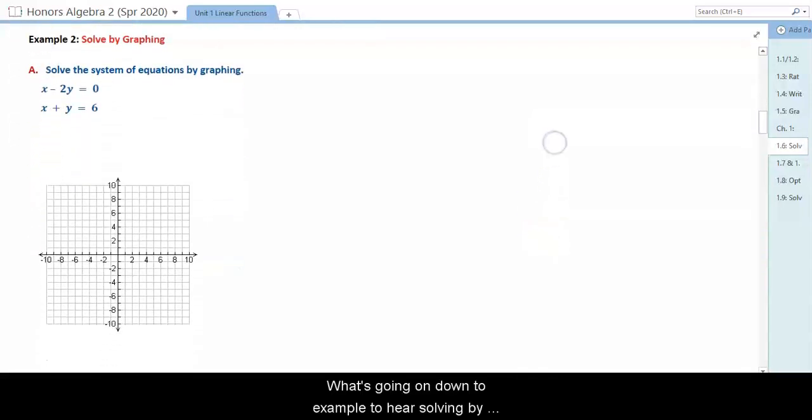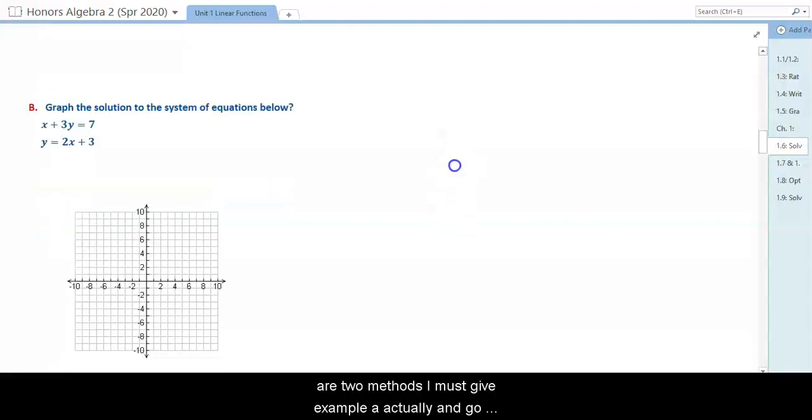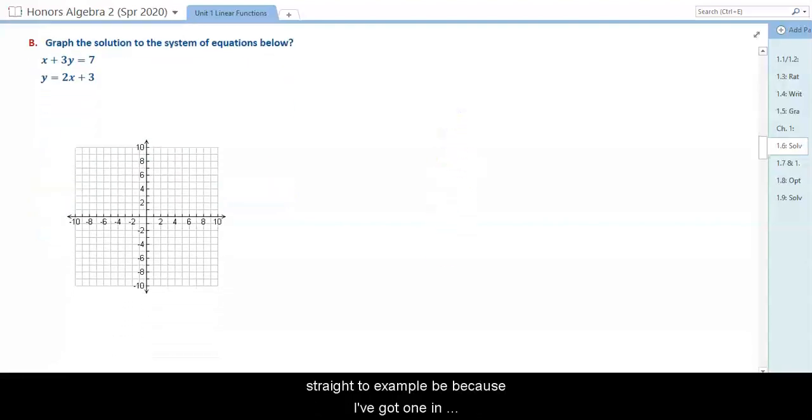Scrolling on down to example 2 here, solving by graphing. We just need to remember how to graph in our 2 methods. I'm going to skip example A and go straight to example B because I've got one in standard form and I've got one in slope intercept. Remember, to graph out of standard form, we could do one of 2 things. We could plug it in and get our x and y intercepts. And the y-intercept here is going to be a fraction, so maybe we don't want to do that with this.